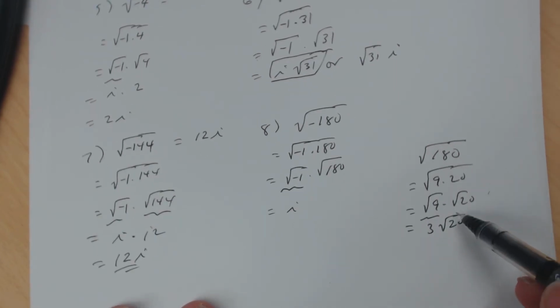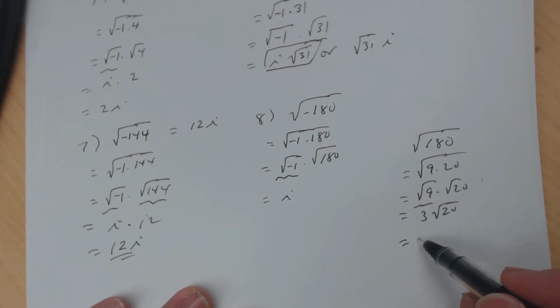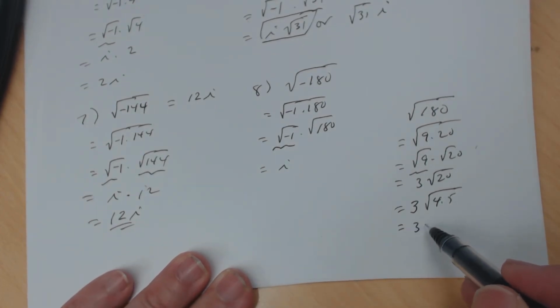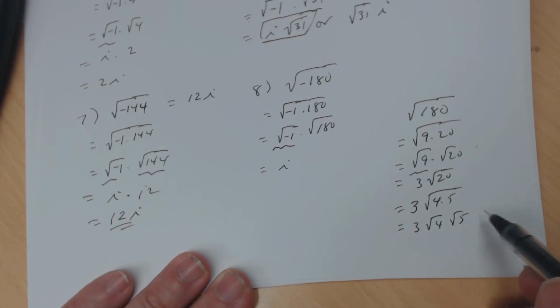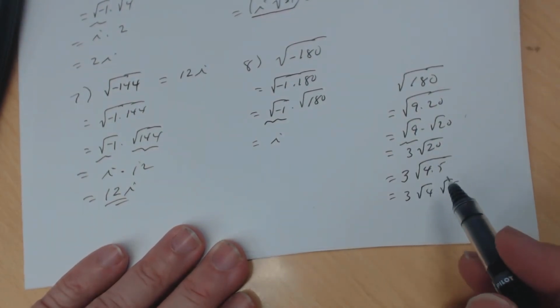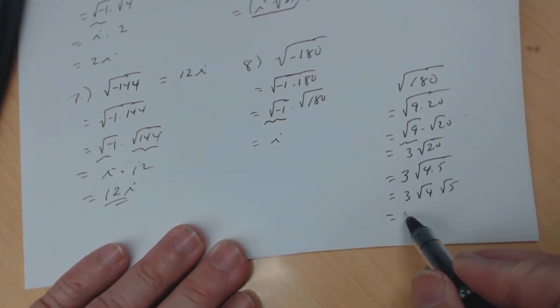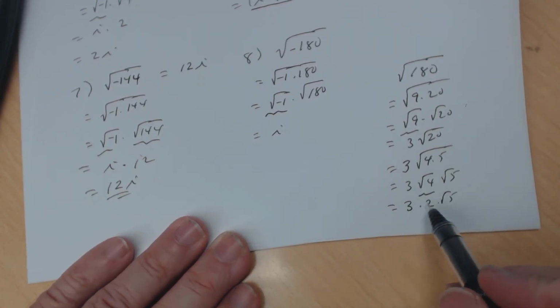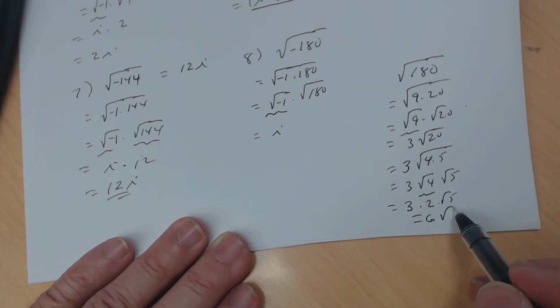But remember, you've got to simplify. For 20, besides 1, there is another perfect square that goes into 20, and that's 4. So you've got to simplify that further. So that's going to be 3 times the square root of 4 times 5. So that's 3 times the square root of 4 times the square root of 5, rewriting it as a product of two radicals. So you get 3, and the square root of 4 is 2, square root of 5, and 3 times 2 is 6. So you get 6 square root of 5.